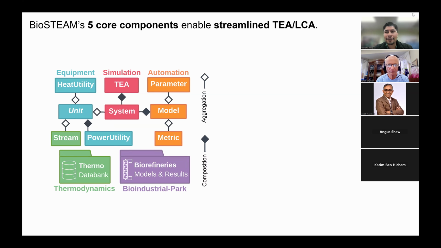BioSTEAM has a lot of different objects, features, and classes, and it's easy to get lost within there, but once you start thinking about it in terms of its 5 core components, then it becomes much easier. First we have the equipment for mass and energy balances, sizing, and costing. Every unit operation in BioSTEAM is a subclass of this abstract class called Unit, which provides the entire framework for all unit operations. And units can have heat utilities and power utilities associated to them, as well as auxiliary units that might help in the design.